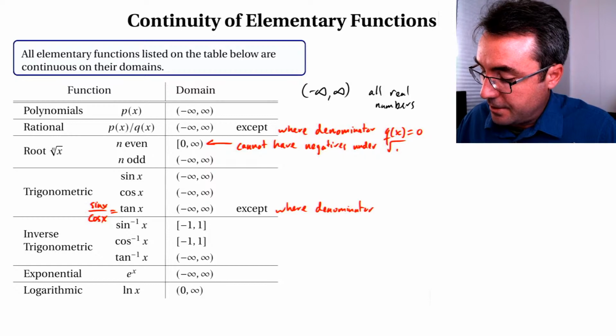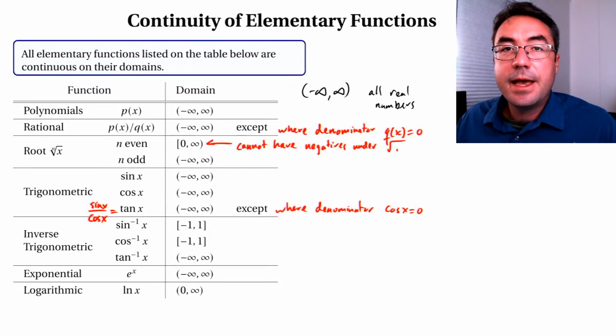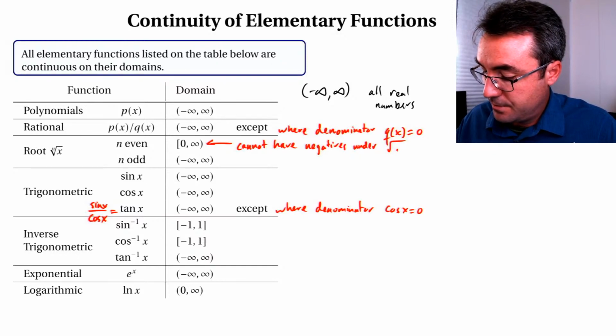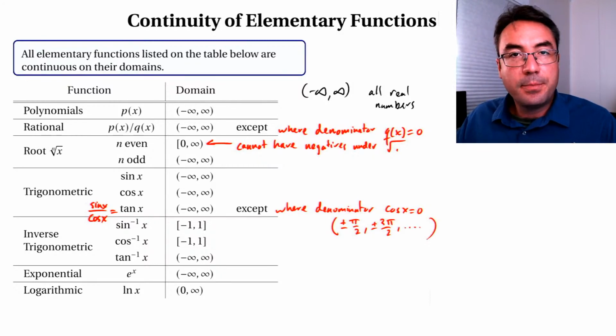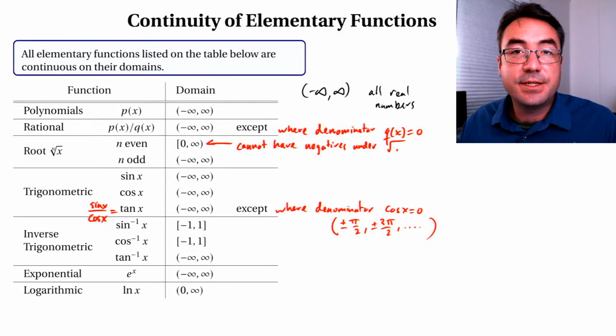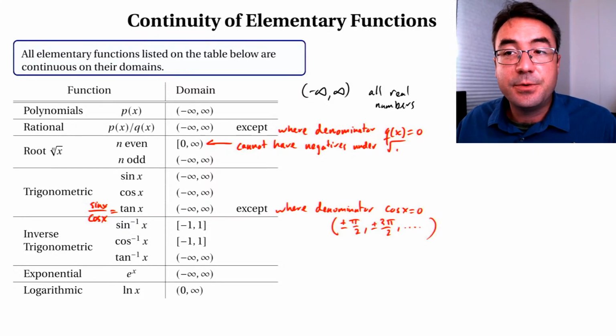And in our case here, that's cosine x. And cosine x is equal to 0 for plus or minus pi over 2, plus or minus 3 pi over 2, and so on. So there's a whole bunch of individual isolated spots where tangent is undefined and so discontinuous, but for the most part the graph is continuous everywhere except those places.